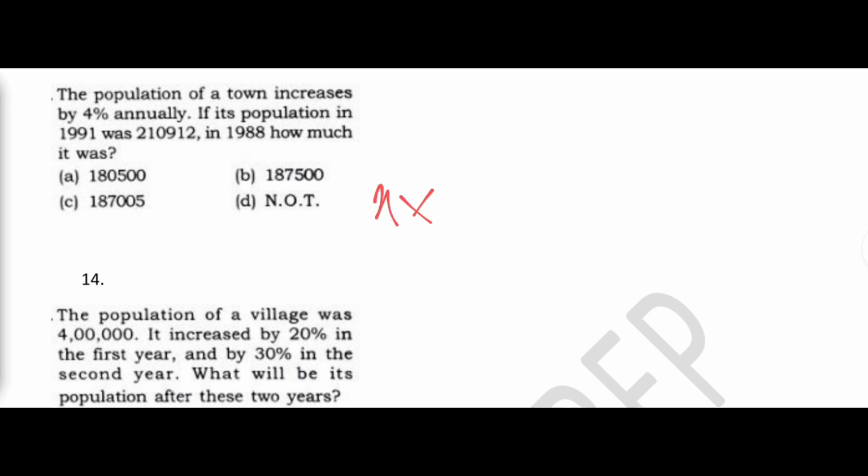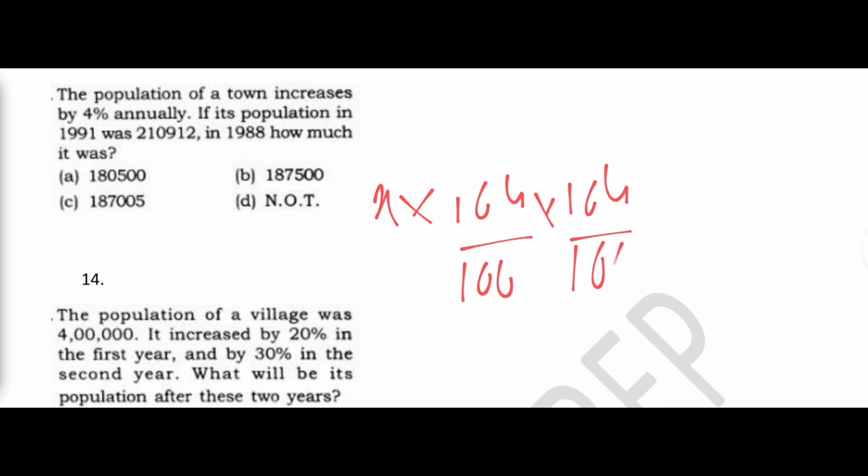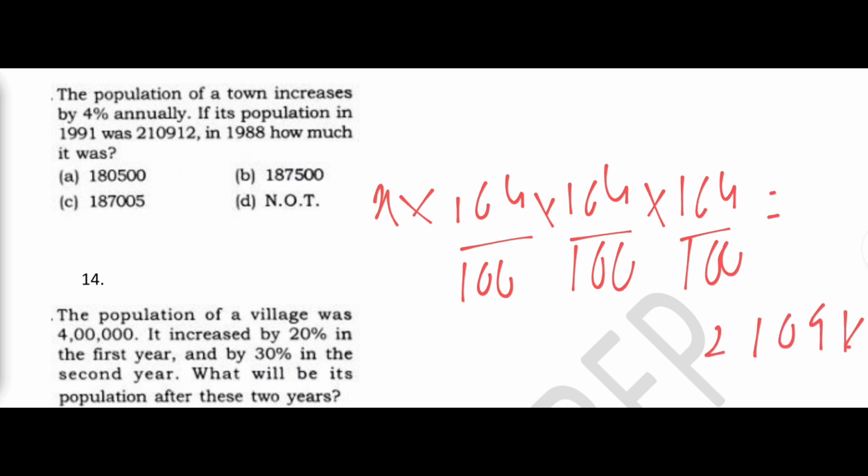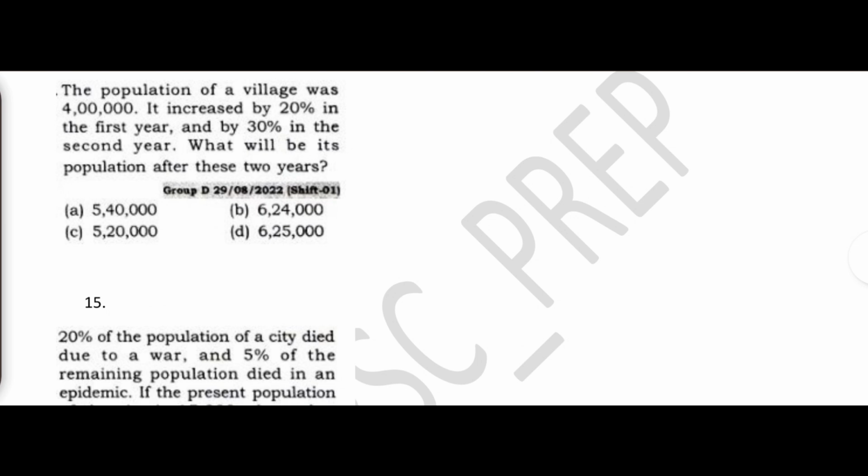X into 104 by 100, 104 by 100, 104 by 100 equals 210912. You have to solve for x, that's it, nothing else. So guys, I've solved this type of problem in the previous lecture.